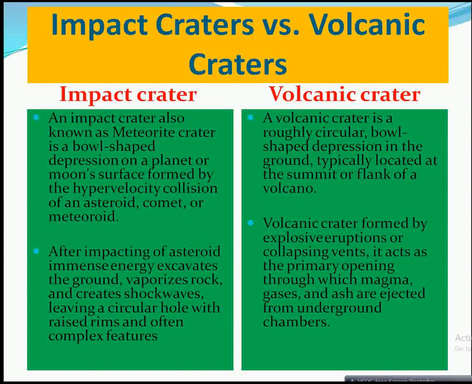Volcanic crater. A volcanic crater is a roughly circular, bowl-shaped depression in the ground, typically located at the summit or flank of a volcano. Volcanic craters are formed by explosive eruptions or collapsing vents. It acts as the primary opening through which magma, gases, and ash are ejected from underground chambers.